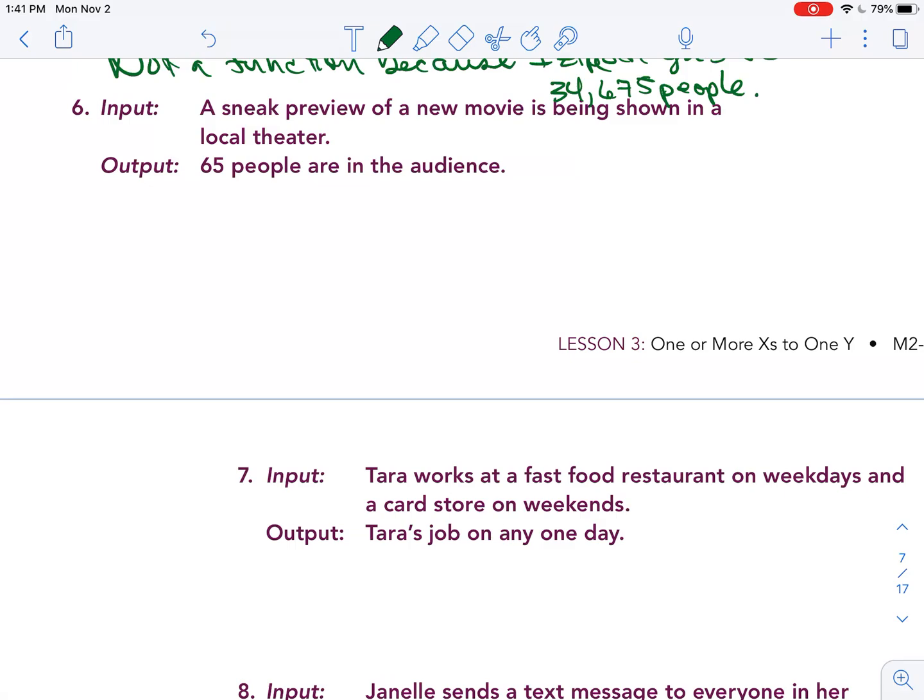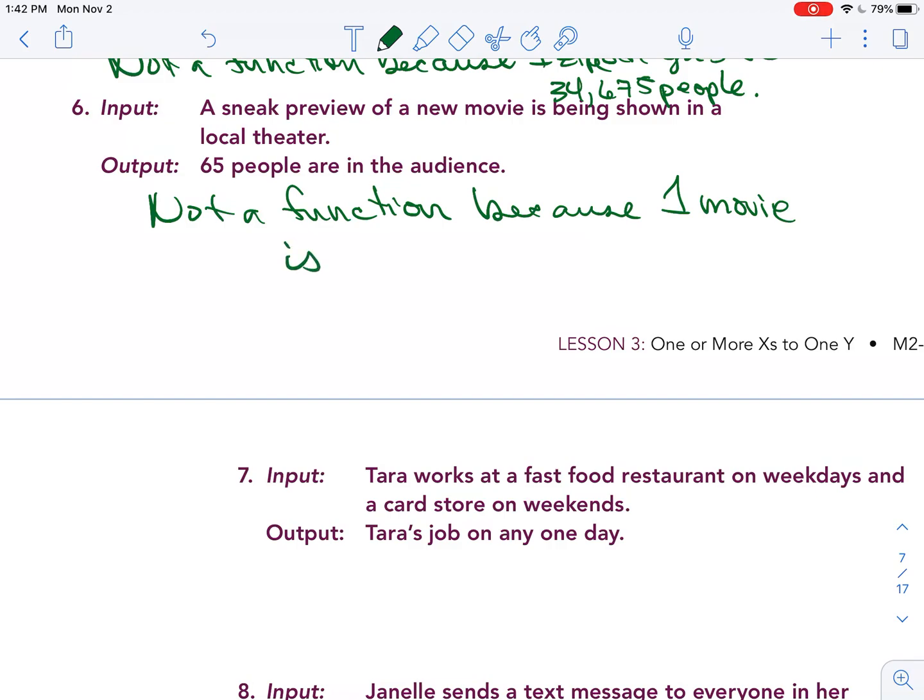A sneak preview of a movie is being shown in a local theater. So there's one movie, and there are 65 people that are going to watch it. So this is not a function because one movie is being seen by 65 people. Okay.